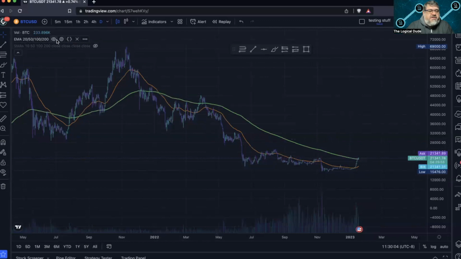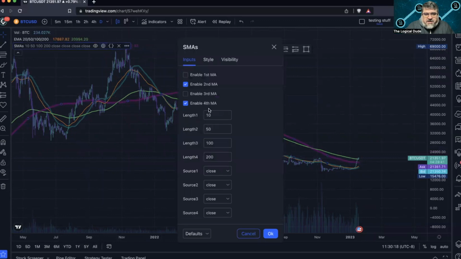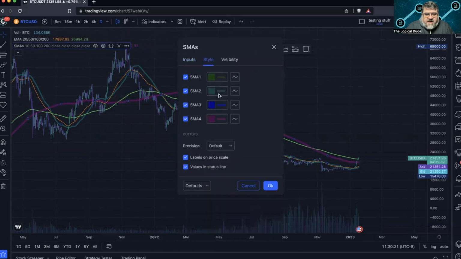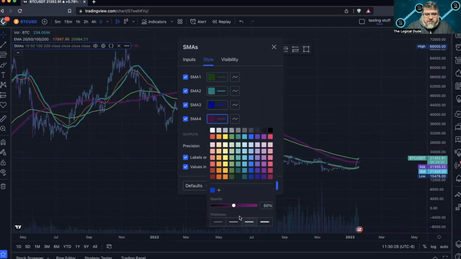All right, so I'm going to actually leave on the EMA, and I'm going to turn on the SMA on top of it. So I also have the 50 and the 200 here, and you can definitely see the difference. And so I'm going to actually come in here, go to Style, and make these a little more profound so that you can actually see them here.